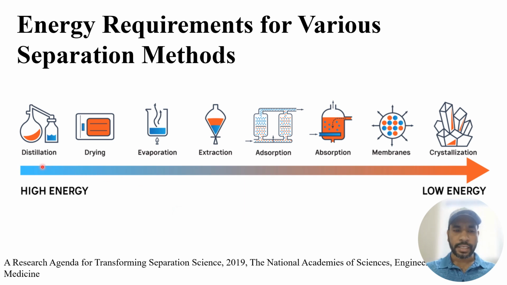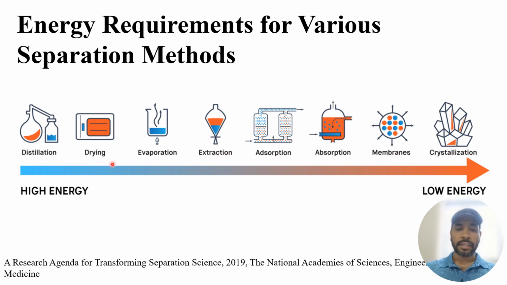So distillation, typically what it does, it heats the mixture of chemicals and one of the components evaporates. So a phase change happens, let's say from liquid to vapor or gas phase. And then once it comes into the gas phase, a condenser is used. When a condenser is used, again another energy is required to condense the vapor. So double energy is required here, and the phase change happens two times. So distillation is one of the highest energy required separation methods.